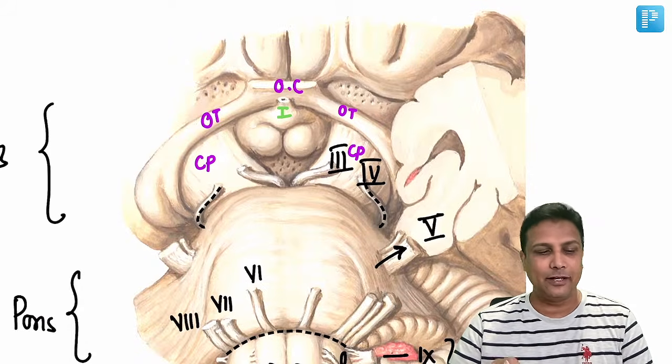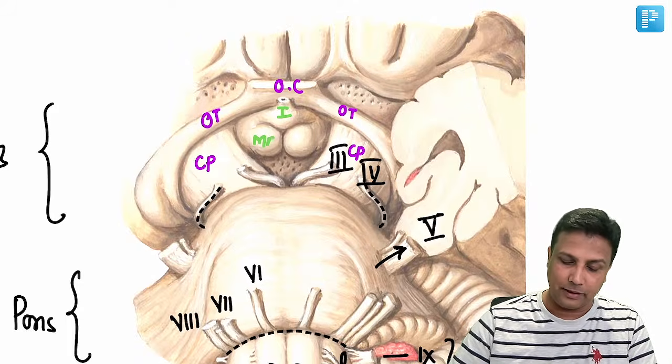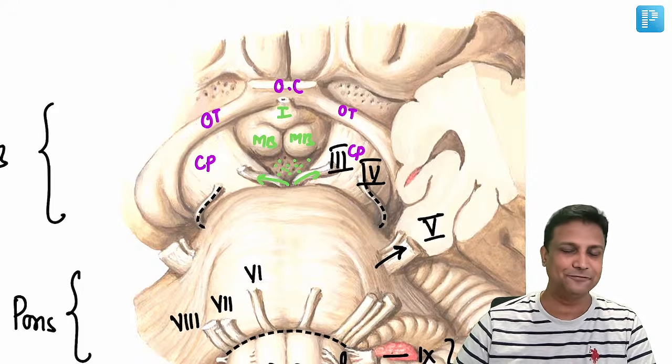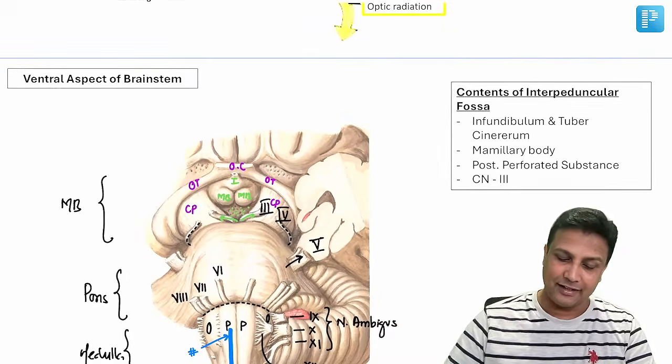Along with that infundibulum, we are able to appreciate the tuber cinereum. Then these two bodies here will be the mammillary bodies. And then there will be the posterior perforated substance here. Of course, this is the third cranial nerve. Crystal clear concept, no need to mug up at all. Now you can clearly see it's written here.